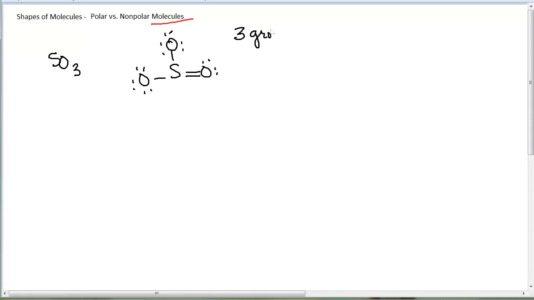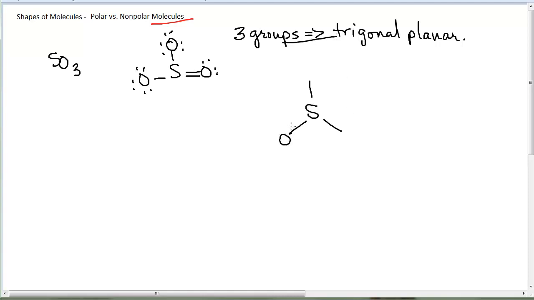There are 3 groups around the sulfur. 3 groups are a trigonal planar. Since all 3 groups have an atom attached, the electron geometry, which is trigonal planar because of the 3 groups, is exactly the same as the molecular geometry. It is also trigonal planar. So I'm drawing a representation of the molecular geometry down here with a bond angle of about 120 degrees.